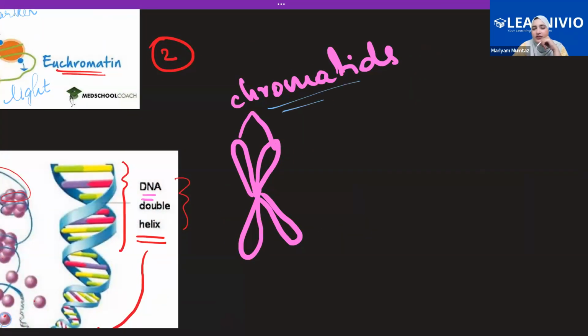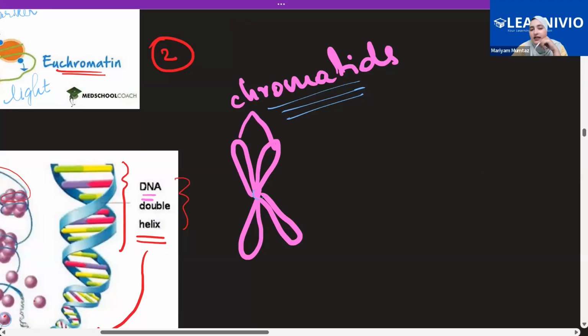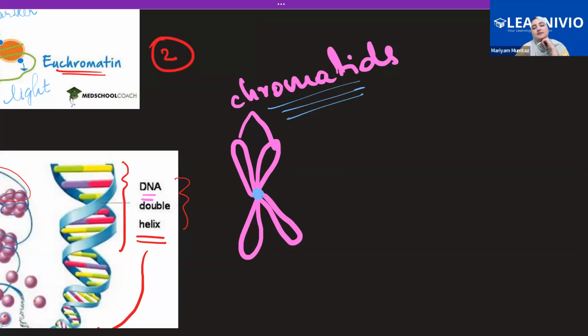And you know that the single units of the chromosome, we call them chromatids, and they are joined together at the center with the help of the centromere. And what is the disc shaped structure on the centromere?